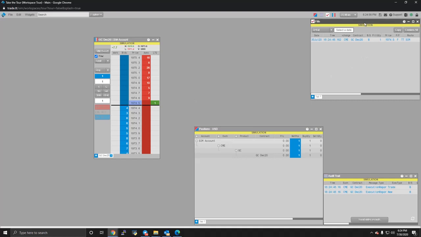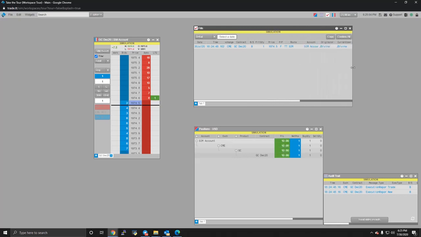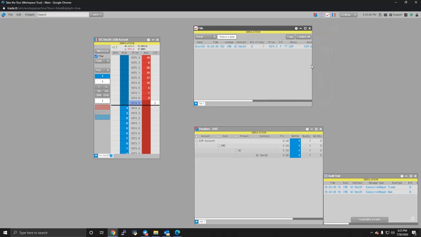And to go into a little bit more detail on the transaction, I can pull up a fill window, and my fill window shows me here sim account, John Devine, TT. What did I do? I bought, buy or sell, I bought one contract in CME GC Ds 20 futures markets at a price of 1974.5. And that is an example of being a market taker, lifting an offer.